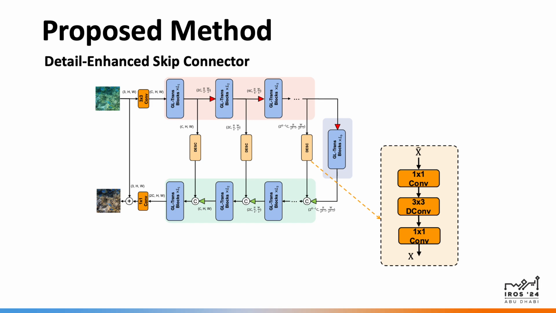This figure shows the architecture of our proposed detail-enhanced skip connector, DESC, module designed to address the transformer's difficulty in capturing local details. Directly linking encoder and decoder features often results in the loss of these details. The DESC module begins with a 1x1 convolution to expand feature dimensionality, followed by a 3x3 depthwise convolution to capture local information. Finally, another 1x1 convolution gathers cross-channel context and restores the features to their original dimension.